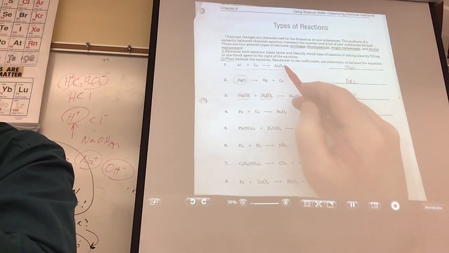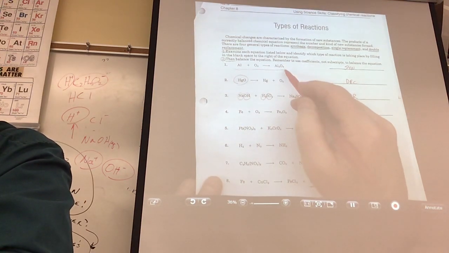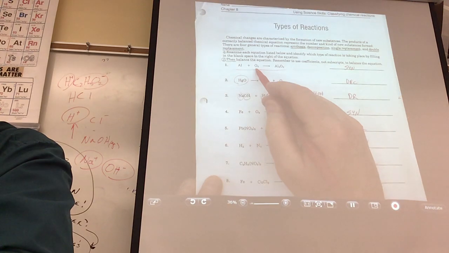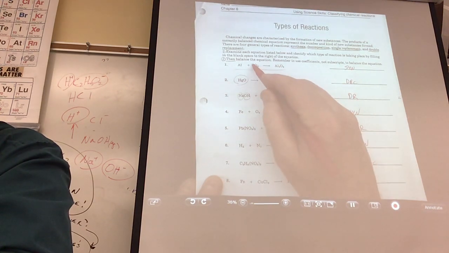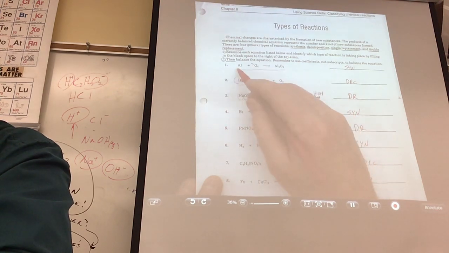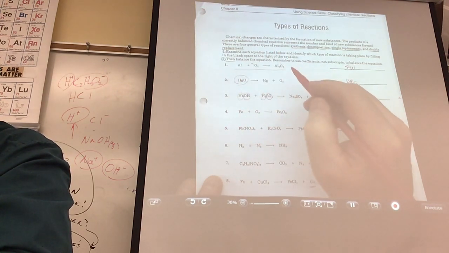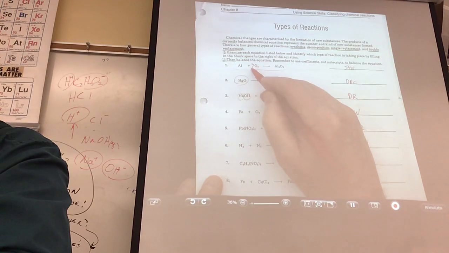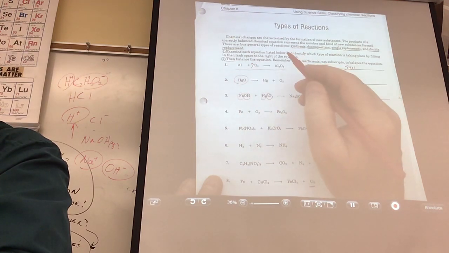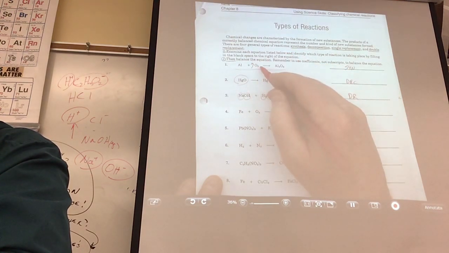So how do you fix an odd even mismatch? I put 3 in front of aluminum. Well, don't tell me about it. Let's do oxygen first. How about that? I put 2 in front of oxygen. What did you put in front of it? 2? And what did you put in front of it? 3.